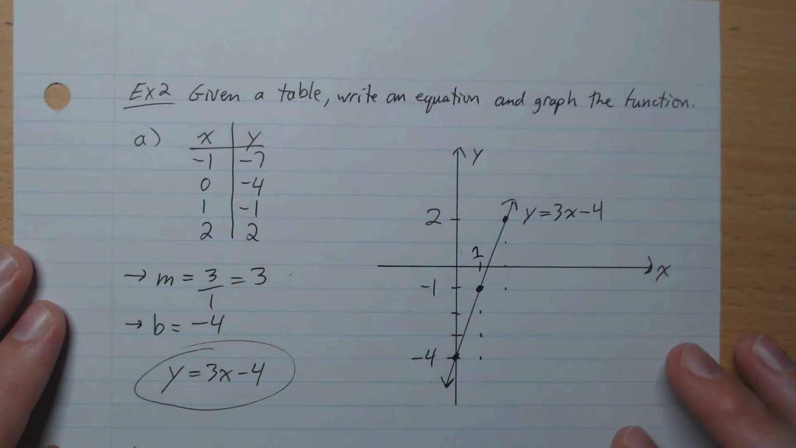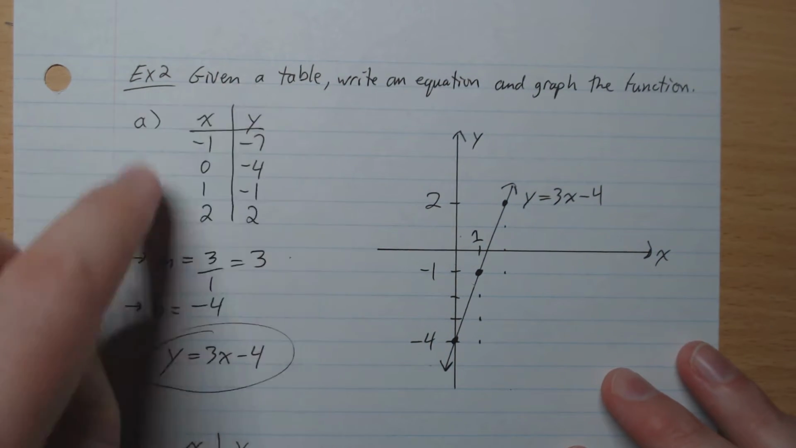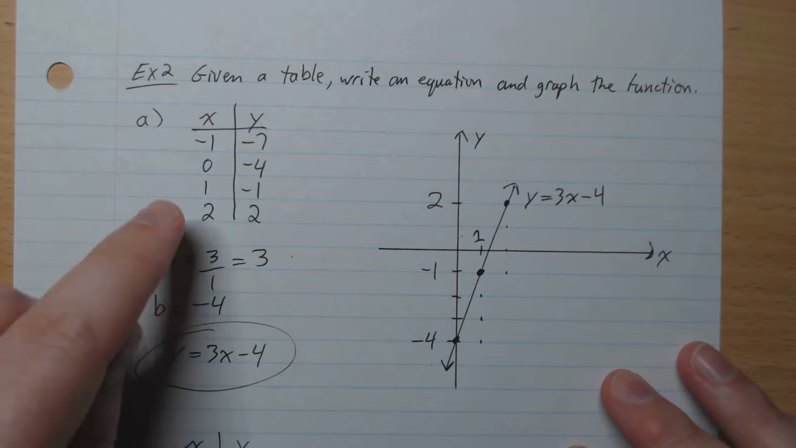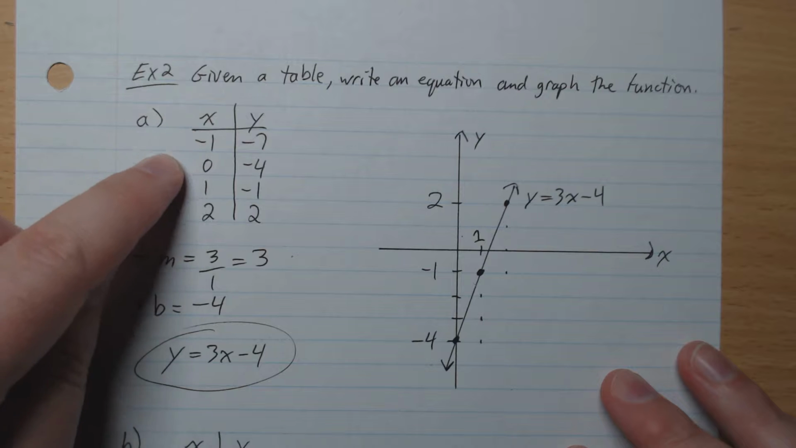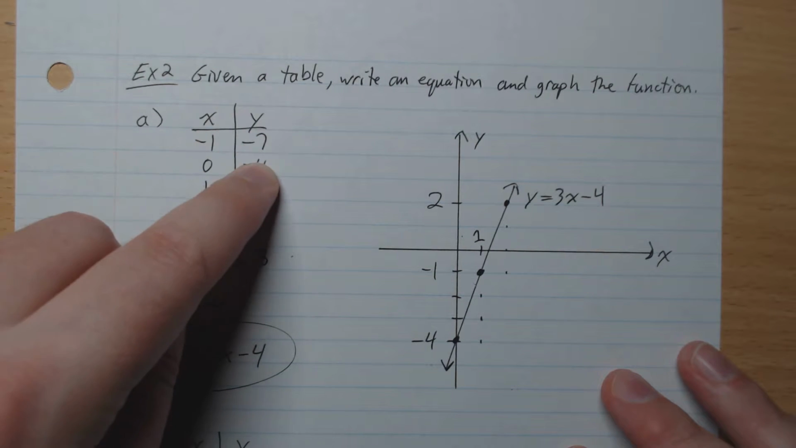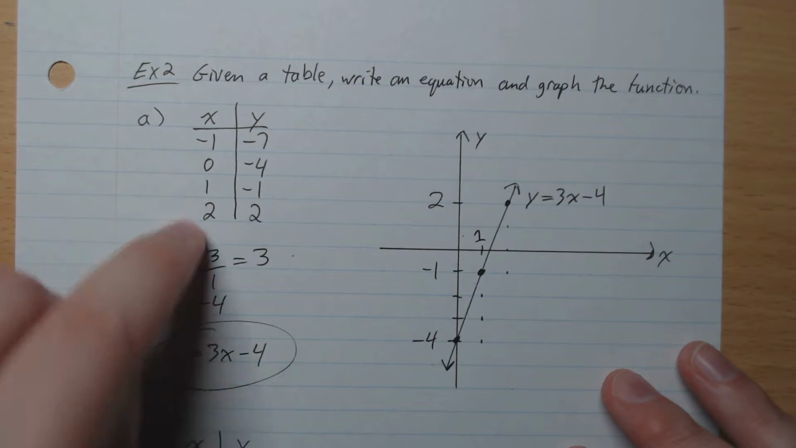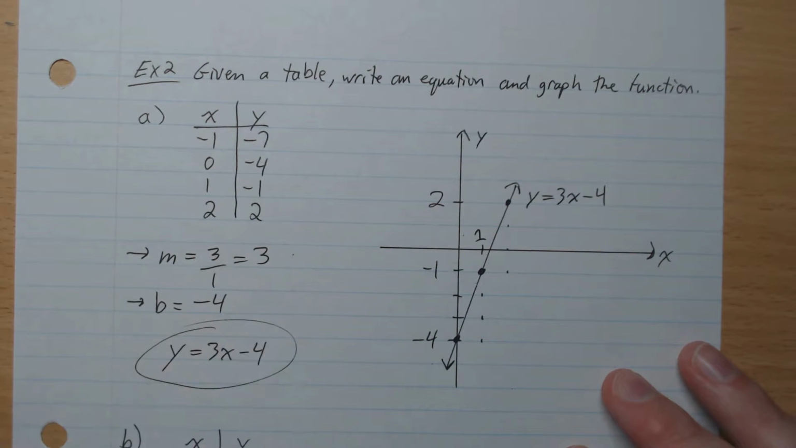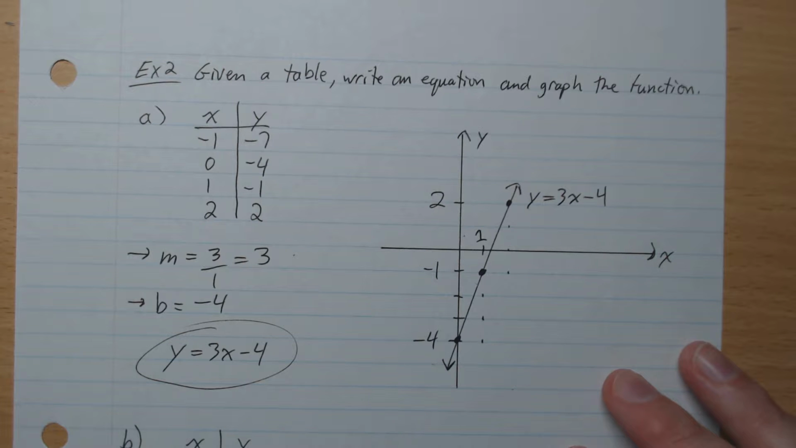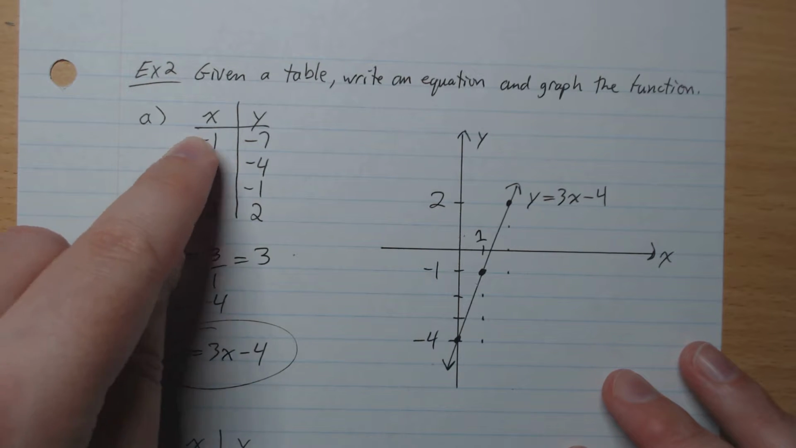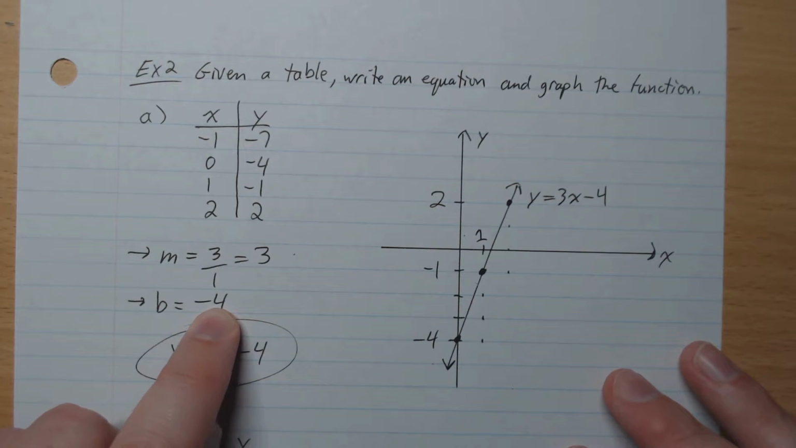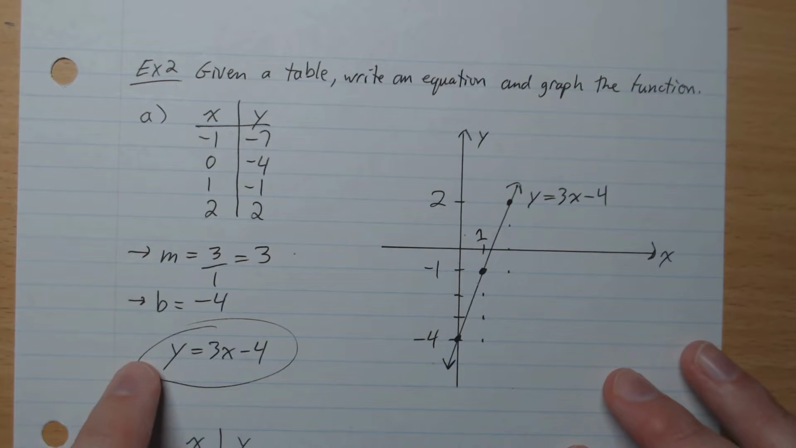Okay, example 2. Given a table, write an equation and graph the function. First thing we notice is that we're going up by 1 for x and up by 3 for y. So our slope here is 3. And we notice that when x equals 0, our y value is negative 4. That is our y-intercept. And so y equals 3x minus 4.